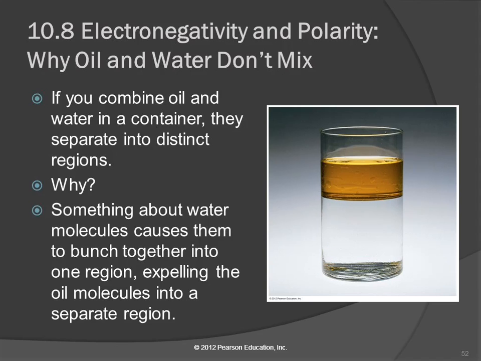They separate. If you look at Italian salad dressing, it's an oil and vinegar dressing. Vinegar is mostly water. You can shake it up, but then you set it down and it settles, with the oil layer on top and the water layer on the bottom. It just will not stay mixed. And if you've been making soup, all the fat comes to the top and stays up there. Why does it do that?